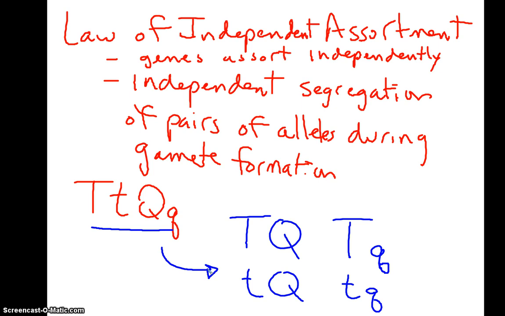So there we go with some basics of Mendelian genetics. We'll pick up in the next section when we talk about genotypes and phenotypes, and then get into Punnett squares and how it can apply to humans.